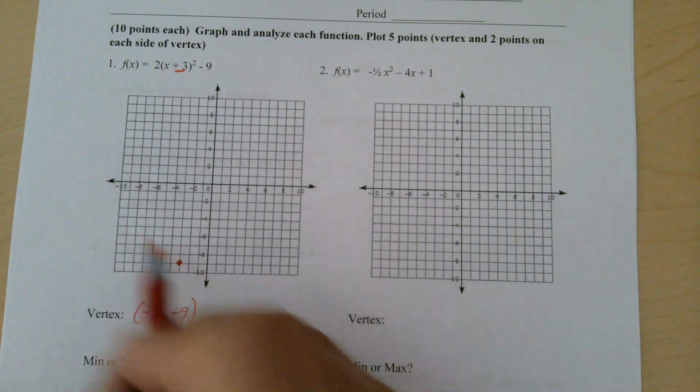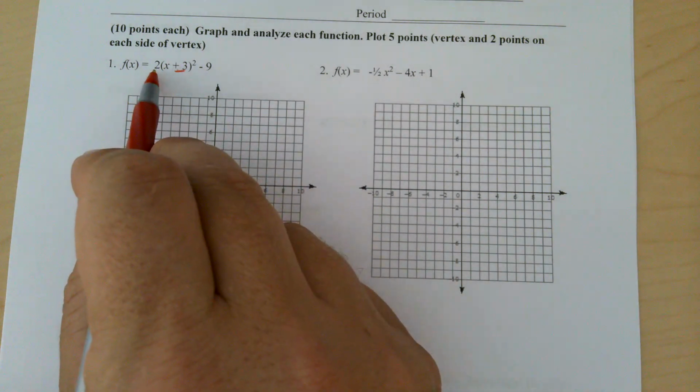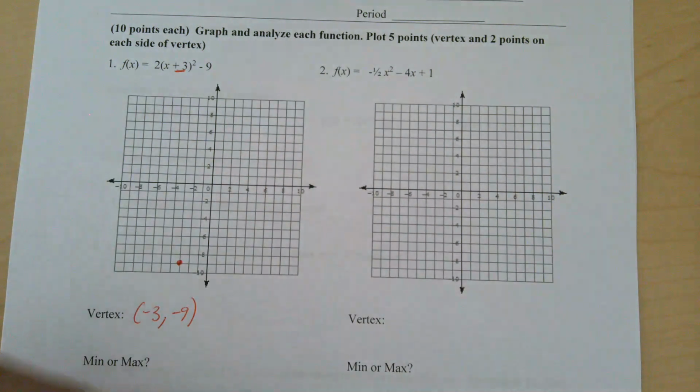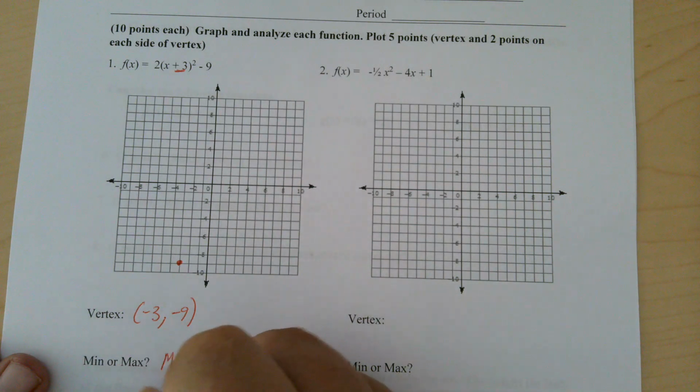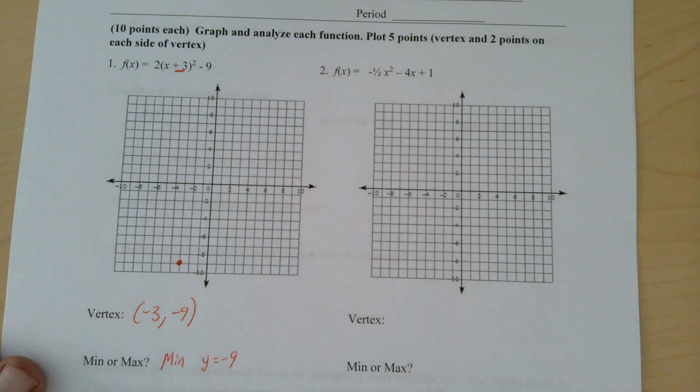Okay. And I also know since there's no negative in front, it's going to be a stretch. So the U is going to be a little bit skinnier. It's a vertical stretch, but it's a positive number, which will make the vertex a minimum. And I know my minimum y value is going to be negative 9.